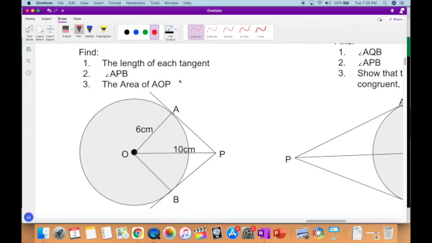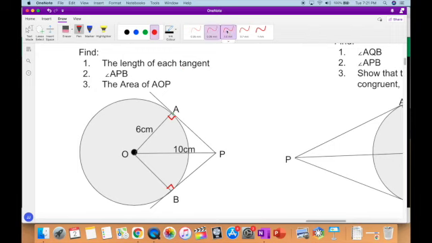Firstly, the length of each tangent. How am I doing that? First thing is find each tangent, right? The first theorem of tangents that we learned is that a tangent will touch the radius at 90 degrees. That's the first thing that we learned. So that means that we're dealing with two 90-degree triangles here.